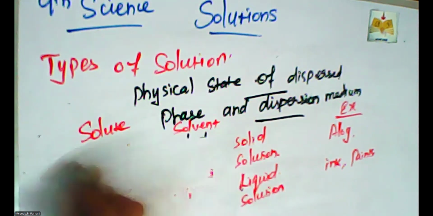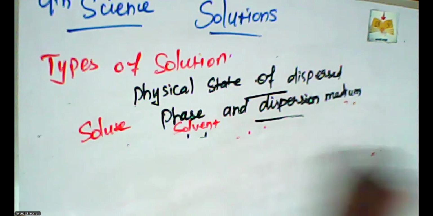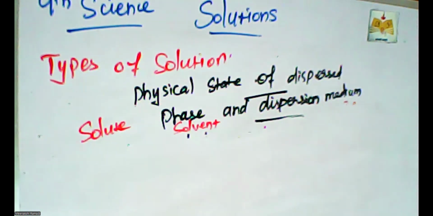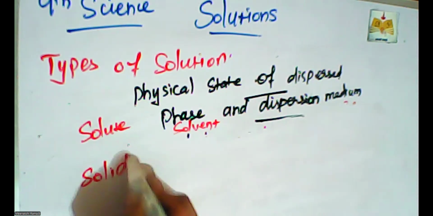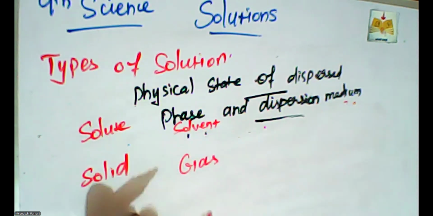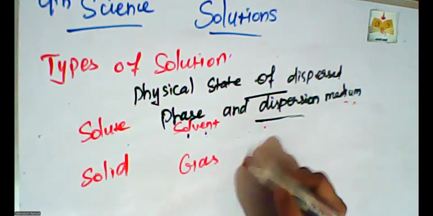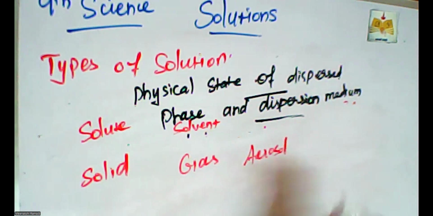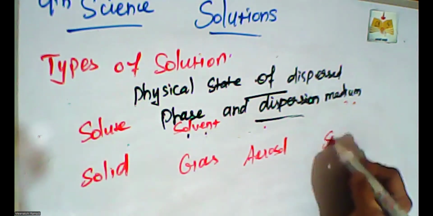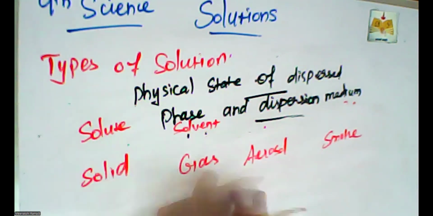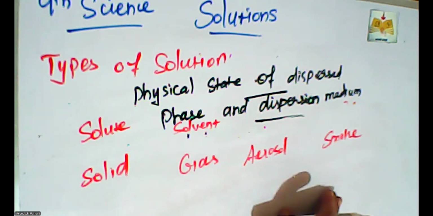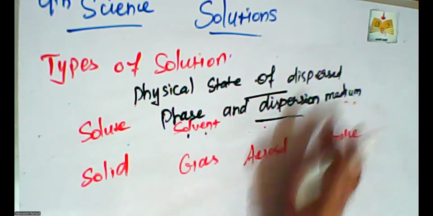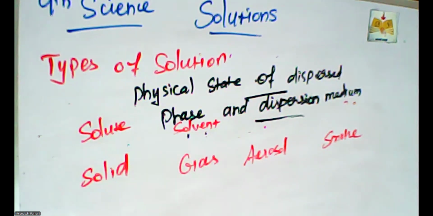Next one, solid and gas. There are three states. First one is solid and then gas. Solute is in solid, solvent is in gas nature. The name of this mixture is called aerosol. The example is smoke. Smoke is a very good example of a solid and gas mixture.